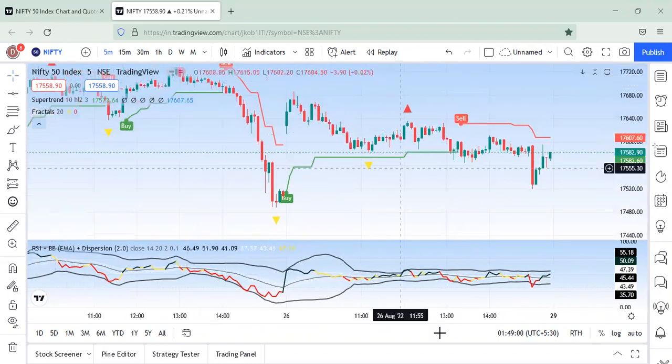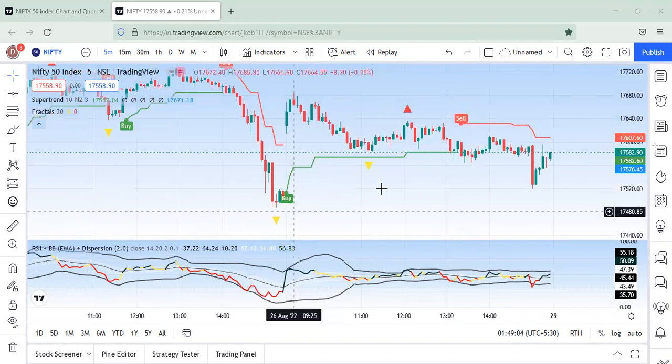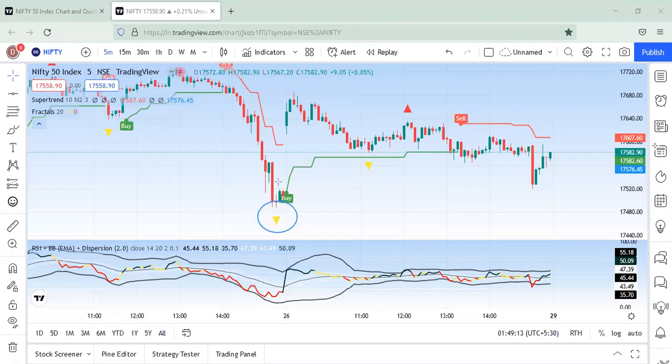See here what we find. This is the buy setup, this is the buy setup. When this was on close, everybody was thinking that market will go down, but market gave a surprise and price goes up. Here it is a buy signal and RSI was bullish.